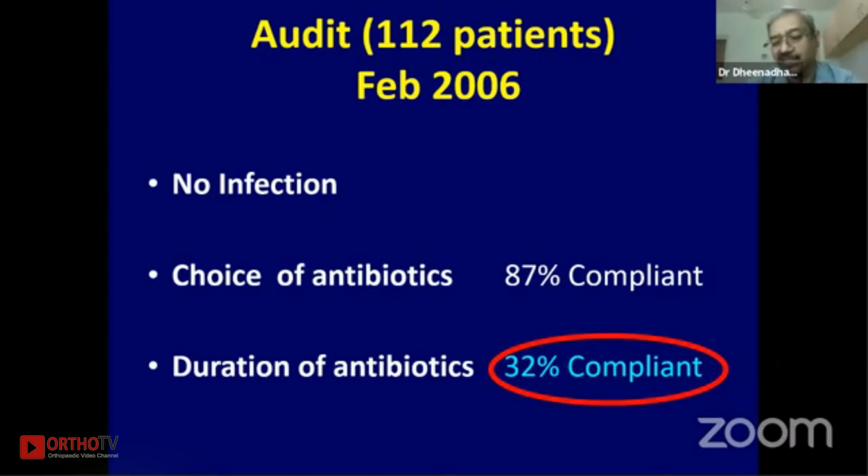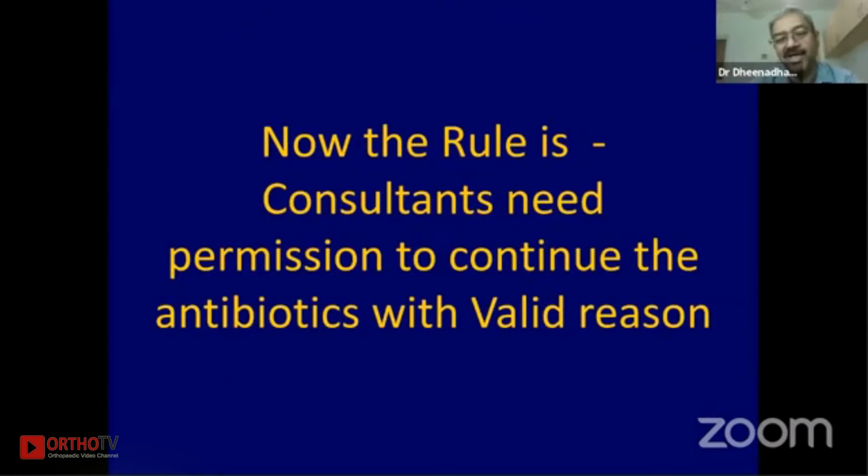So we followed it up year after year, and compliance was coming a little higher and higher. But one fine day, we decided that it is not going to reach 100%. So we made a new rule that consultants need permission, with a valid reason, to continue the antibiotics. That means for a clean surgery without implant, one dose will be stopped after one dose. The HIC nurse will stop it in spite of our instructions. If we have to continue, we have to take permission from the HIC team. When we made this rule, the compliance rate became nearly 100%. So it is really good.